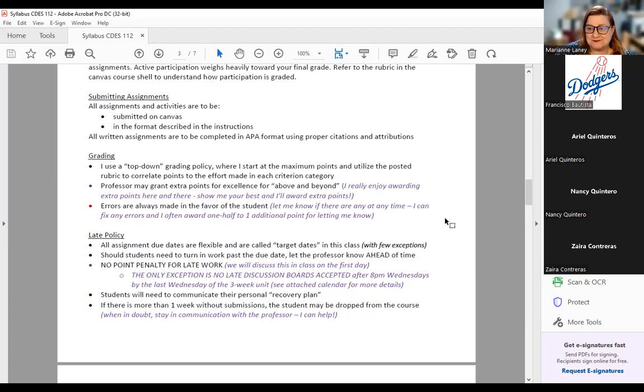Grading, I do a top-down grading policy, meaning I assume everybody wants all the points. And I go, okay, it's a 10-point essay. I'm assuming this person, like Carmen, wants 10 points. And then I go, oh, but I asked for 3 paragraphs and she gave me 2. So maybe this is more like an 8. Oh, I see that she didn't answer the question properly. So maybe it's like a 7 or 6. You see what I'm saying? I start at the top and go down.